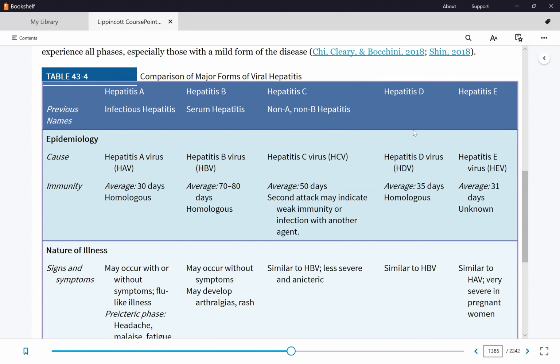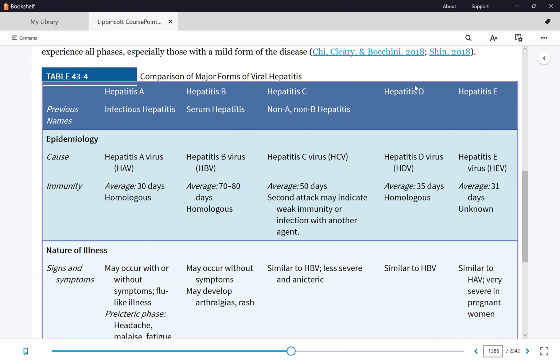So if I gave you a question, which hepatitis viruses are preventable with vaccines, which will you pick? Let's say select all that apply. Which ones have an available vaccination? Hepatitis B. B, what else? A. A, what else? C. C has no vaccine. What about D? There is no available vaccine. D is preventable because how do you prevent D?